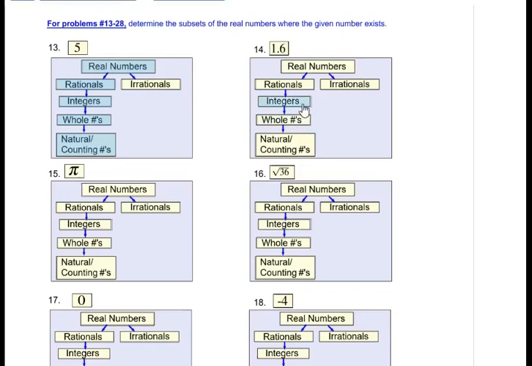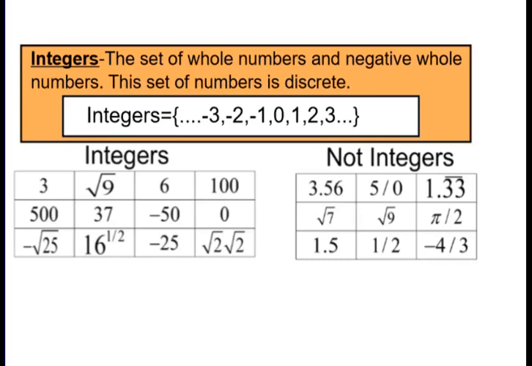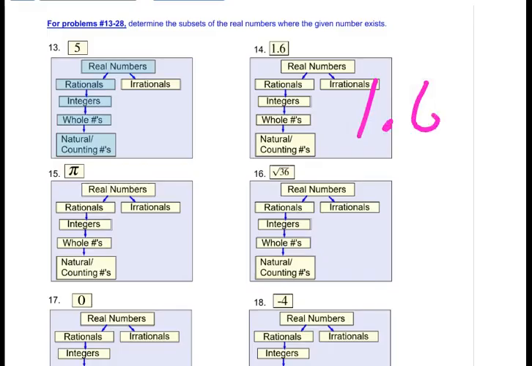Let's look at integers. The integers is the set of whole numbers and the negative whole numbers. We are not going to call 1.6 a whole number, so we are not going to call 1.6 an integer. We are getting awfully close to the top. Let's look at rational numbers.